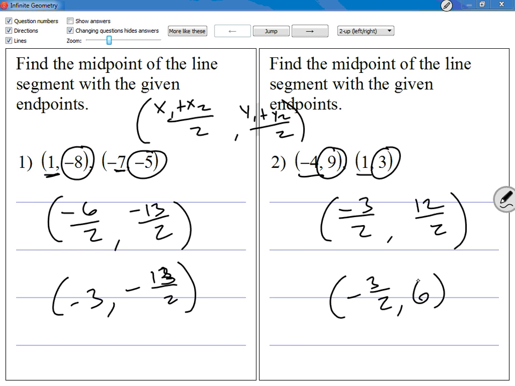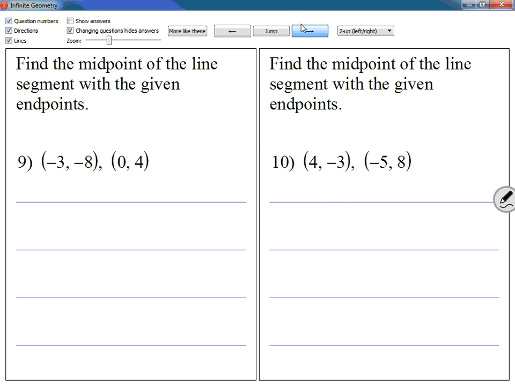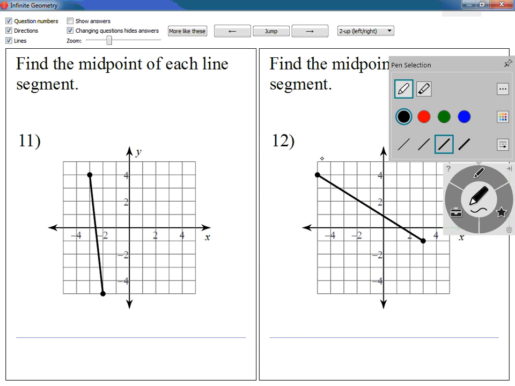Right, now, any questions for the first 10? No? Let's take a look at number 11. I'm giving it to you guys in a picture, but we can still find the coordinates of the endpoint.